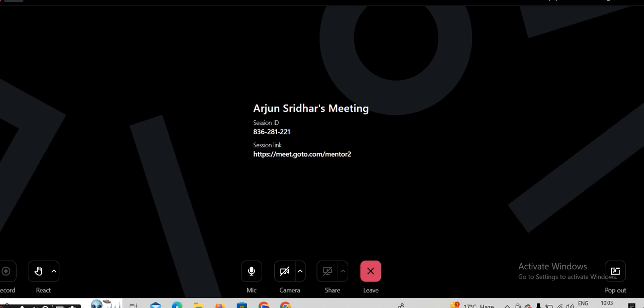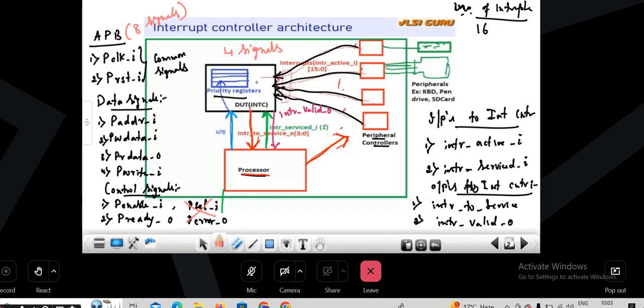No questions, I'll be staying in the same state. Did you understand? If there are interrupts, meaning if there are questions, what can I do? I can go to the next state. That means I can write interrupt active.